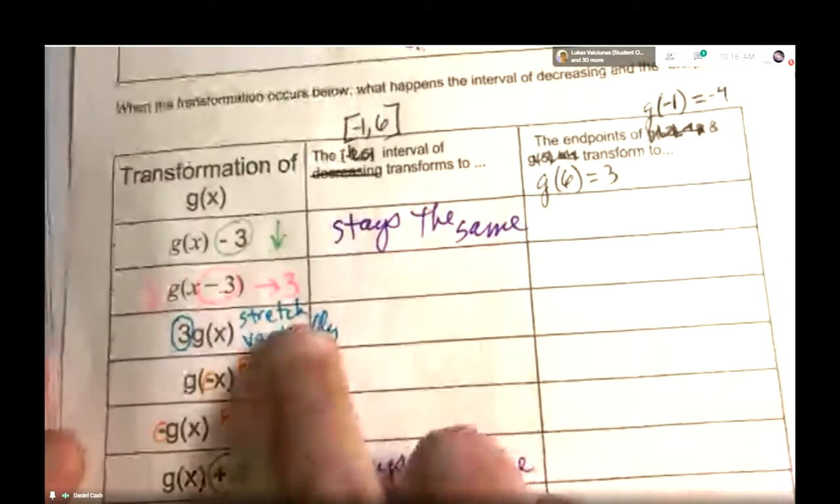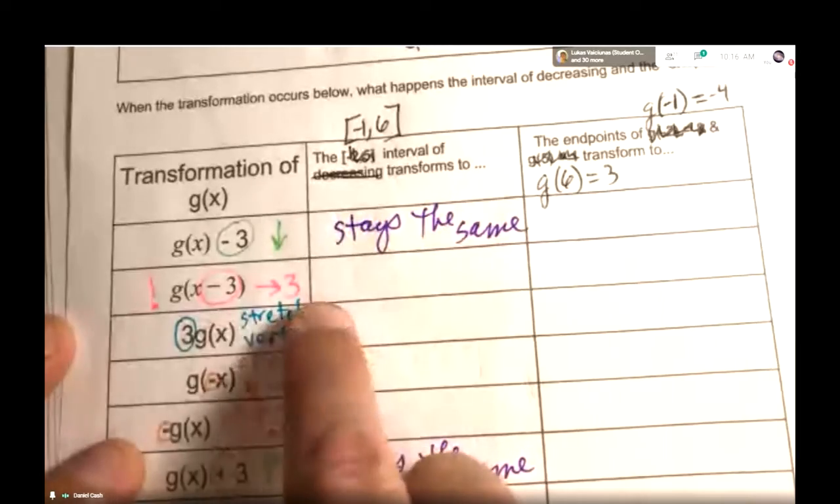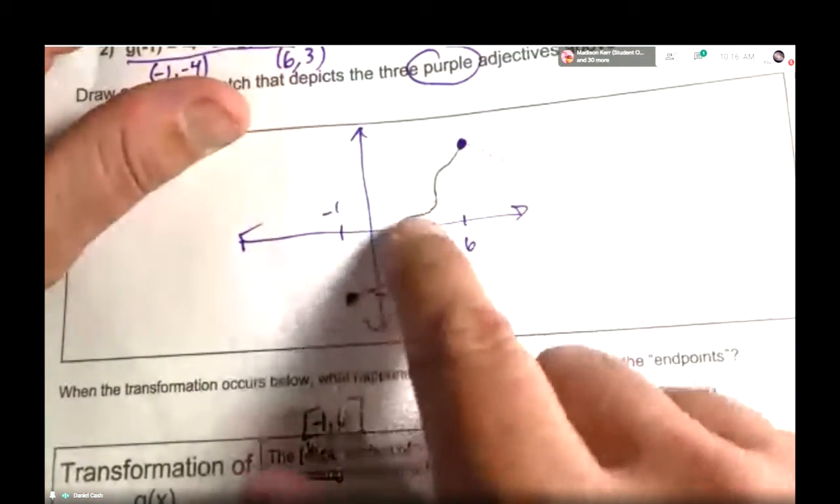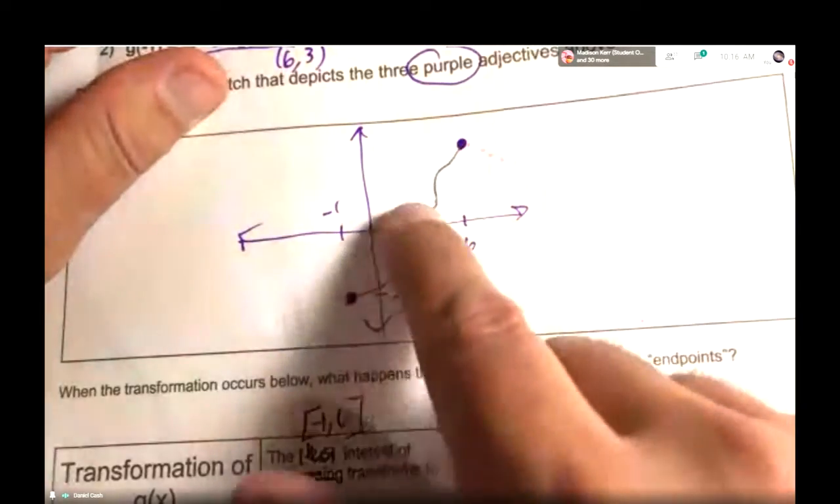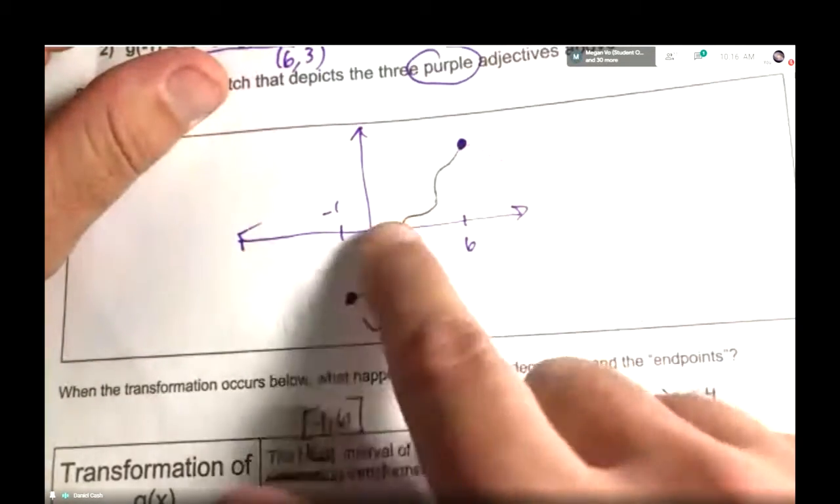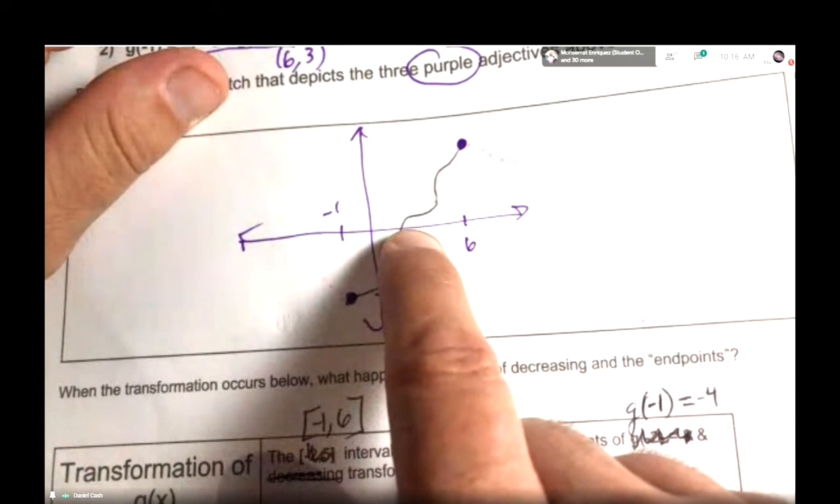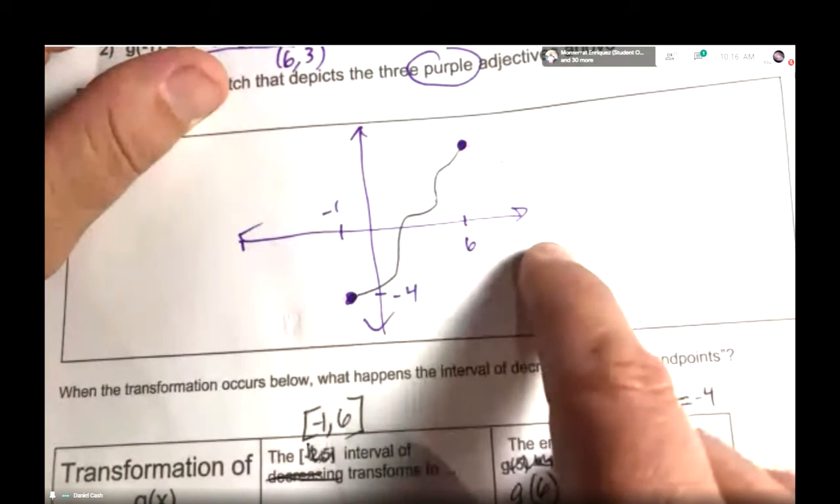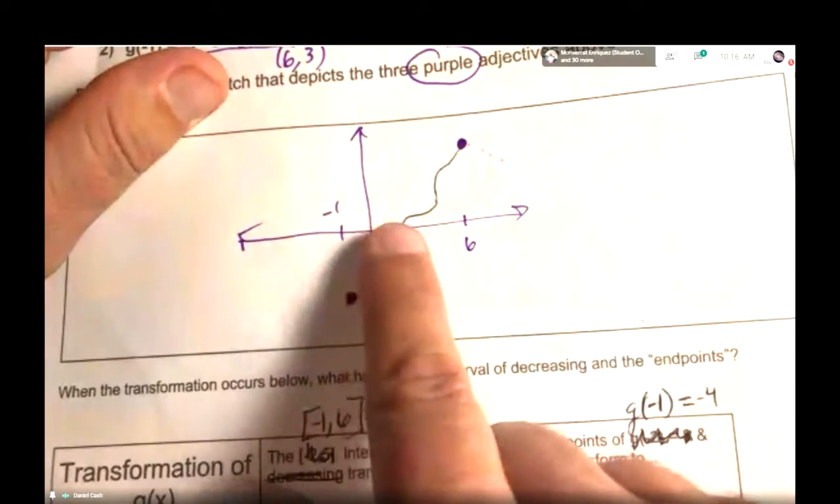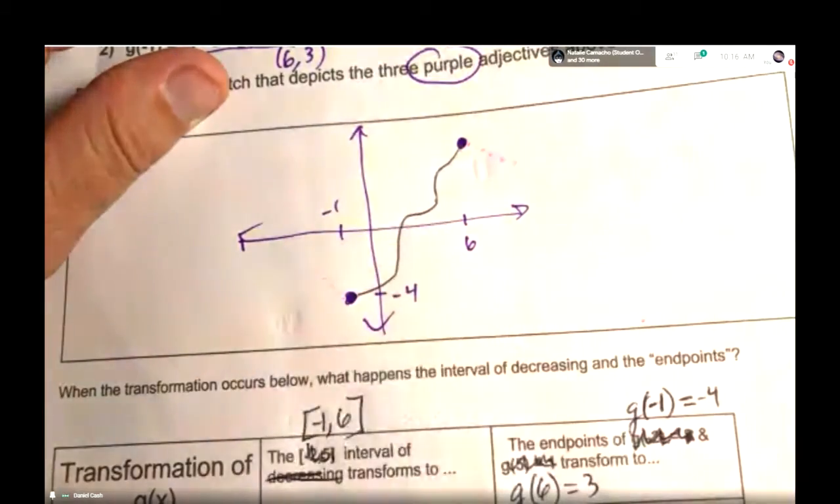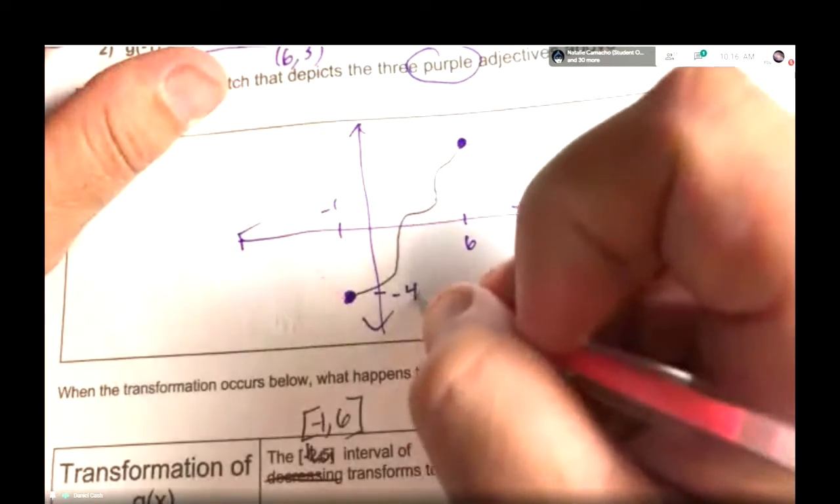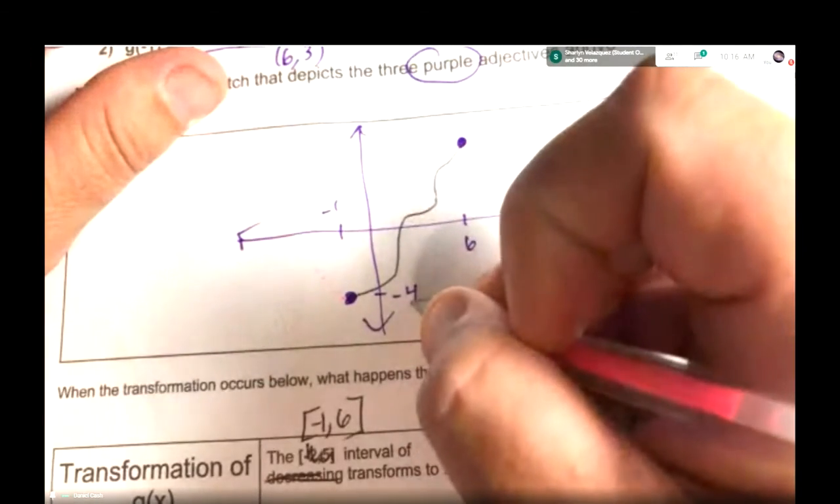Now, let's consider if the function got moved to the right 3 units. So if I take this function and let's say this thing was like a piece of pipe cleaner, and I were to slide it that way 3 units, the -1 is going to go to 2 and the 6 is going to go to 9. I can visualize that slide. It's just going to move over. It's going to go here 3 units.